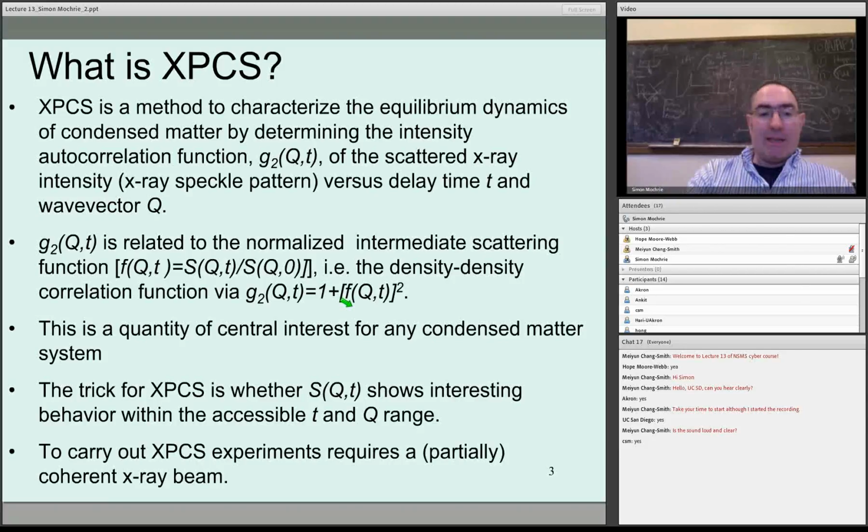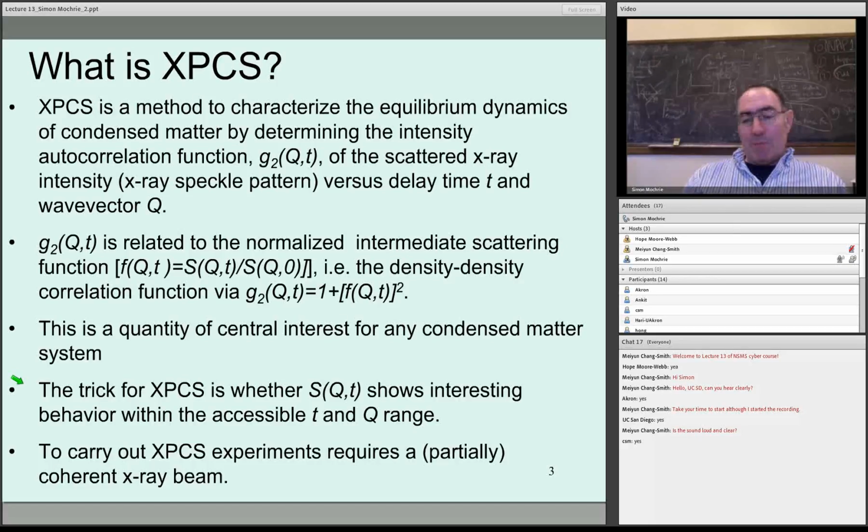So, as I'm sure you know, this is typically a very important quantity for any condensed matter system, and so one is almost always interested in measuring it. The trick with XPCS, the issue with XPCS, is whether there's a range of times and a range of wave vectors within which the intensity autocorrelation function and therefore the intermediate scattering function have some interesting behavior.